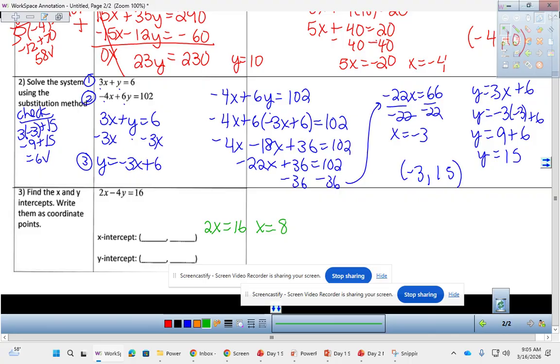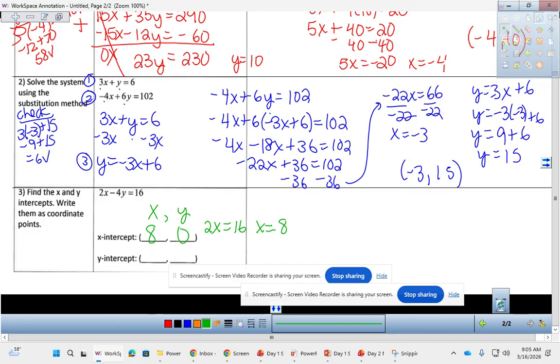In a coordinate point, x, comma, y, x comes first. So if the x-intercept is 8, I need to put the 8 in the x spot. Now to get that x-intercept, I pretended like y wasn't there. If y's not there, what's the value of y? 0. Okay, so I'm going to put a 0 here. When you plot this point on the x-axis, it's 8, and the y value is 0 because you're not going up or down at all.